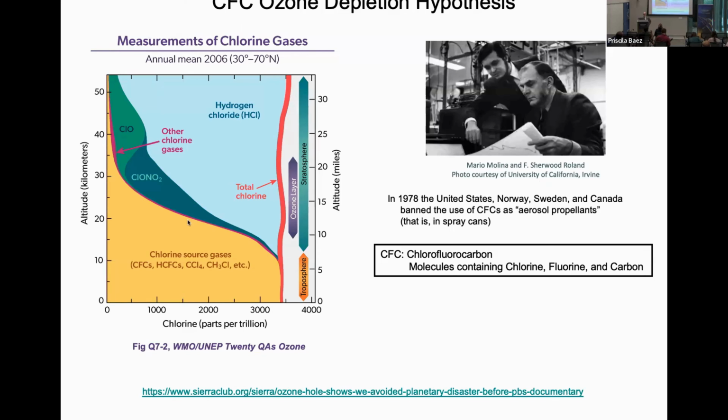And their hypothesis was that these gases, which are represented here in yellow, would rise through the atmosphere because they were biologically and chemically inert down low. They would be transported to the stratosphere. They would be lost because of the intense UV radiation in the stratosphere, and their products would go to ClO, chlorine monoxide, which is a radical that destroys ozone, chlorine nitrate, HCl. The green, blue, and blue are what we call inorganic chlorine.